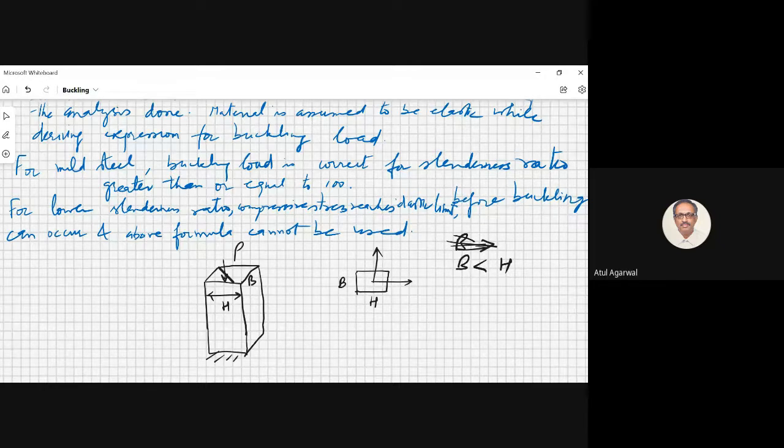Now how can this column buckle? Anybody? Yes. Dhruv, can you answer something? Sorry, sir.